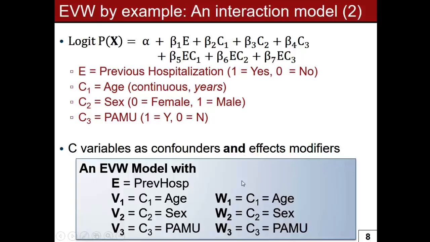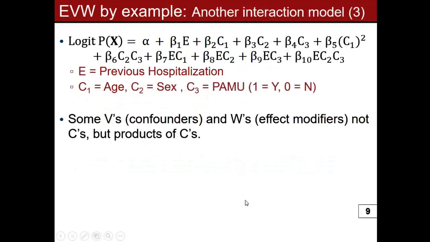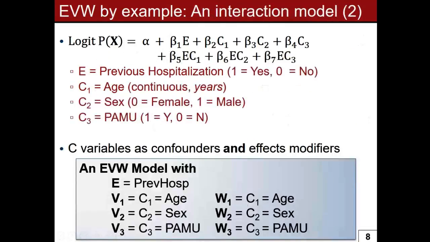So what we're going to say here is age plays 2 roles. It is involved as V1 and is also involved as W1. Same with sex, same with PAMU. Each one in this specific model appears twice. They don't have to appear twice, but in this model they do. The same C is both a confounder and an effect modifier. So the idea here is we're starting to label what each term in the model is doing. Some terms are confounding-only considerations and some are effect modifier considerations. And that's going to be really helpful in dealing with the analysis.